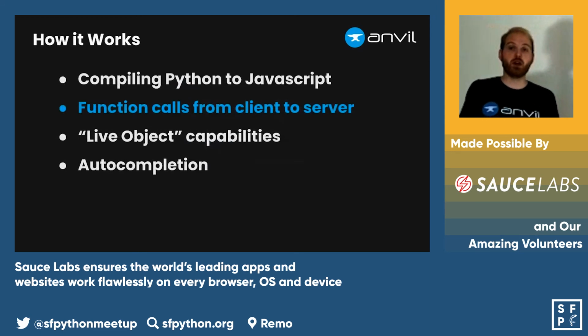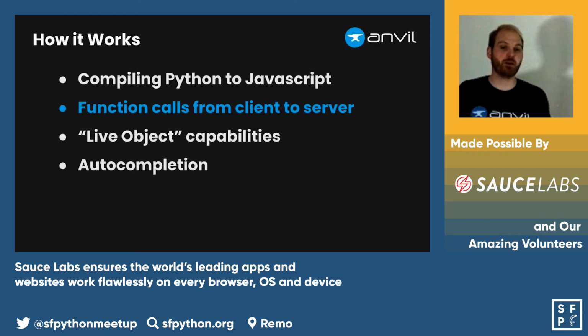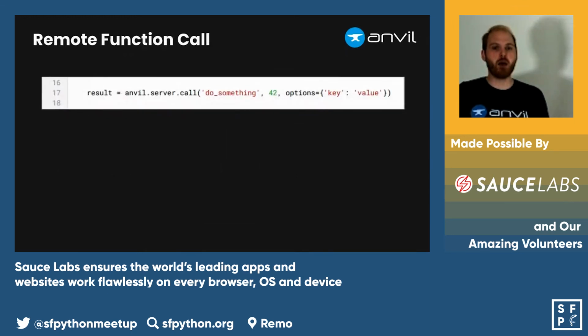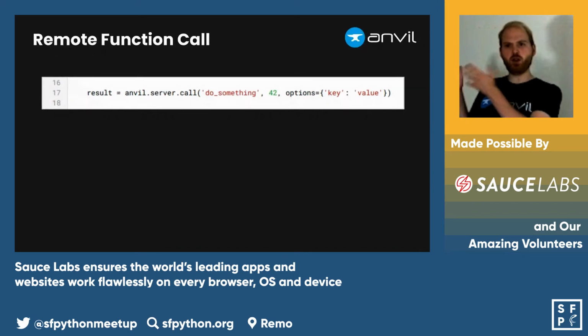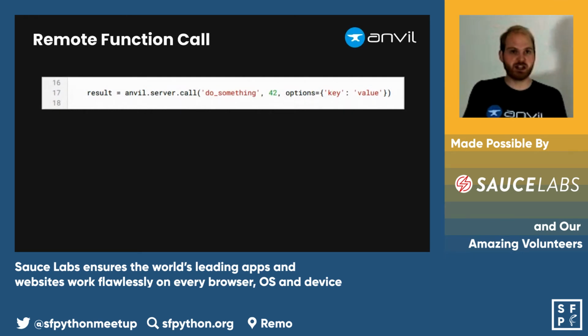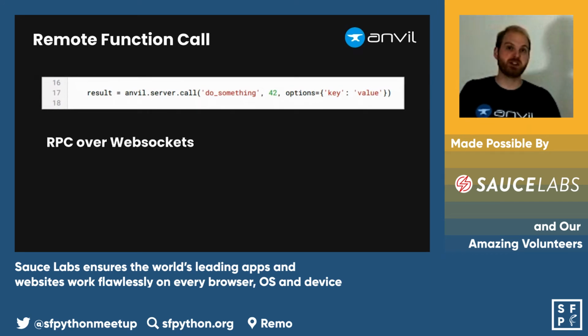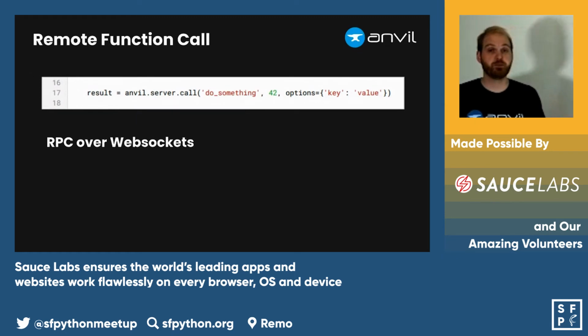All right, so we've talked about compiling Python to JavaScript. Let's talk about something else you saw there, which is the way I was making function calls between the client and the server, which is actually a fairly big deal. I may have been making a function call like this, but it really did look like a Python function call. It's got positional arguments, it's got keyword arguments, it's got return values. And how this is actually implemented is an RPC remote procedure call system over WebSockets.